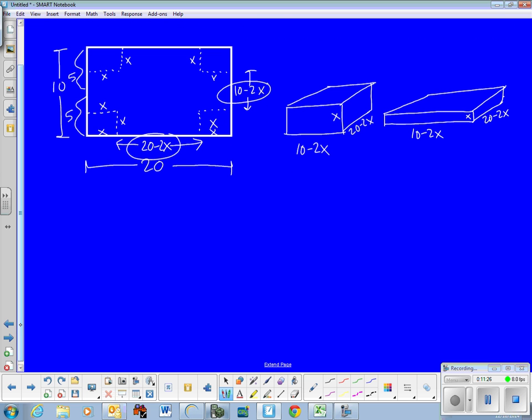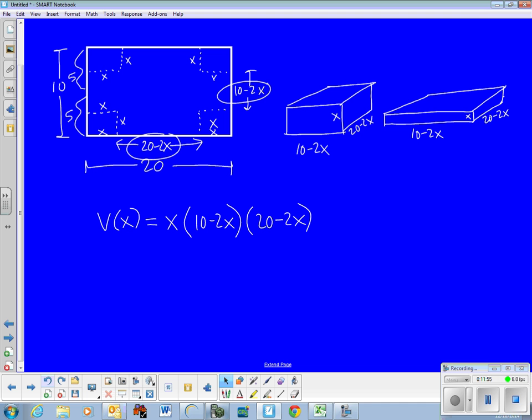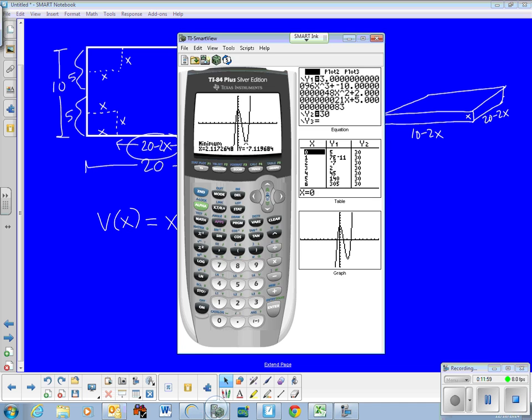All right, so let's make an equation. Let me call this one V of x to stand for volume based on different sized squares that we cut out. The volume of this box is x times 10 minus 2x times 20 minus 2x. Length times width times height, right? If you wanted to multiply all that out and get something x cubed plus something x squared, you could, but if we're going to be using our calculator anyway, let's just type it in like that.